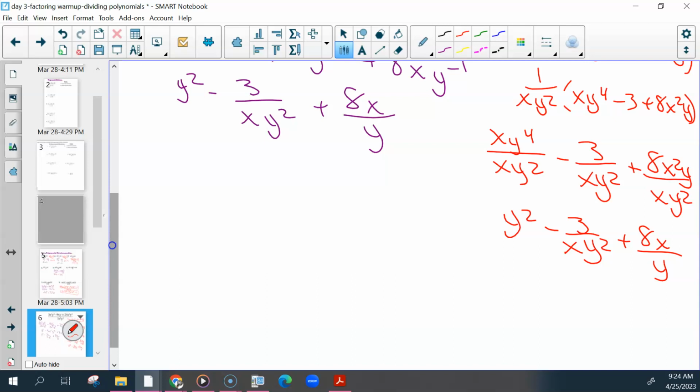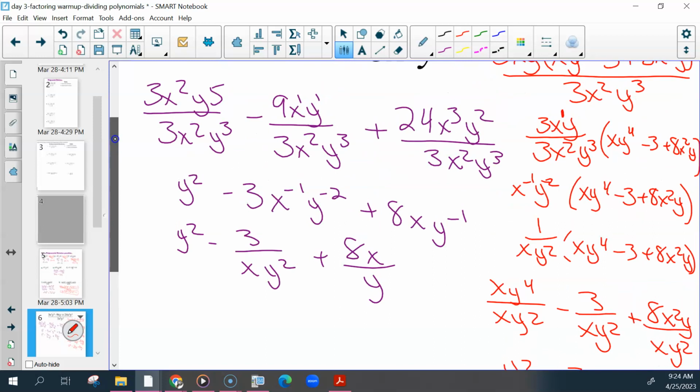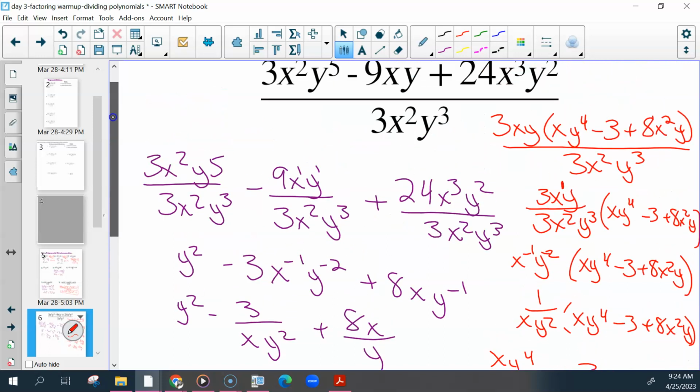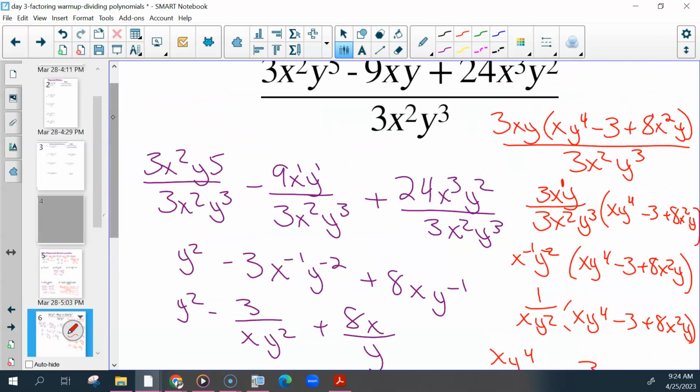But as I was saying earlier, the factoring method with these takes longer. So I would say if you start to factor something out and it doesn't look right, like it's not matching up, it's not going to simplify nicely, go back and erase and start over and try the separating, splitting method. Questions on that?